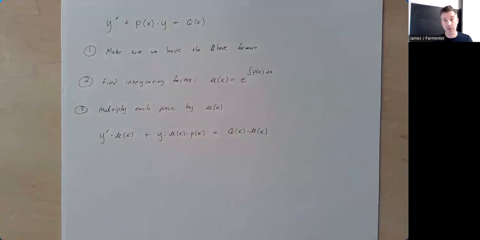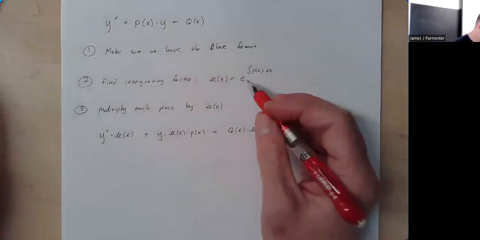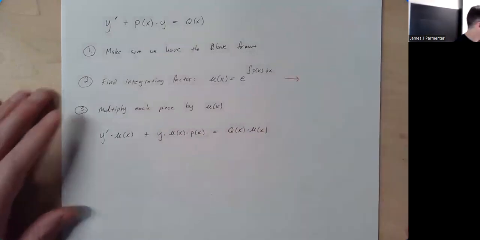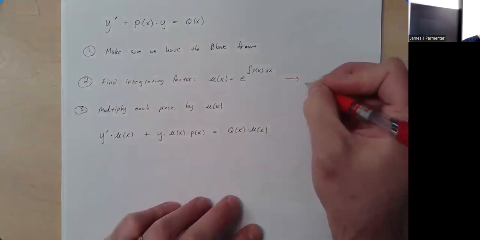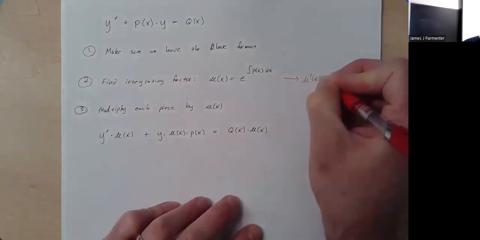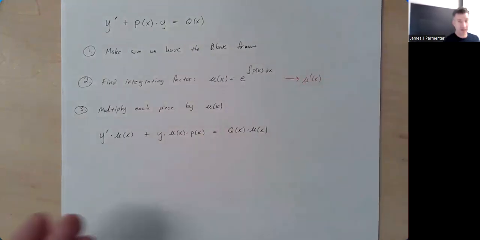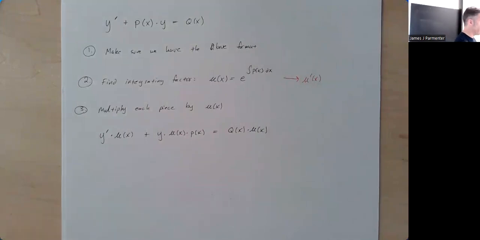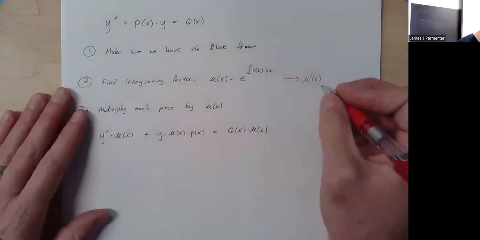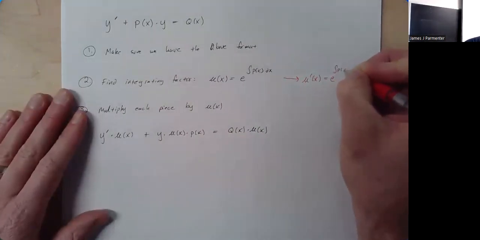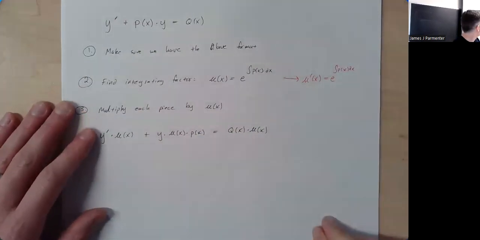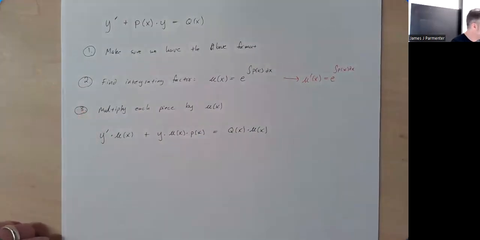And I want you to observe something over here. Notably, I want to point out what the derivative of mu of x is. If I take the derivative of e to the stuff, well, the derivative of e to the x is e to the x. The derivative of e to the stuff is e to the stuff times the derivative of the stuff. So the derivative of mu of x is e to the stuff times the derivative of that stuff.